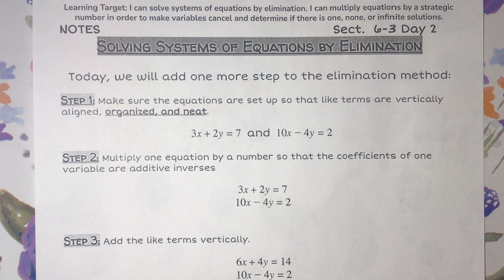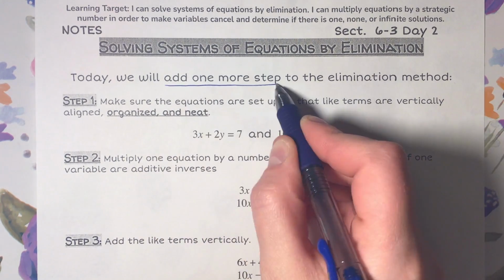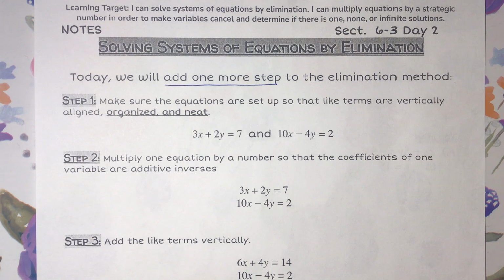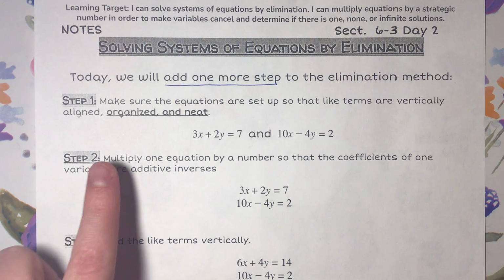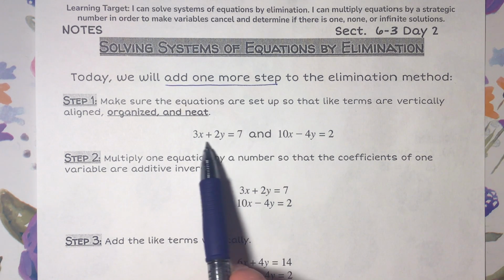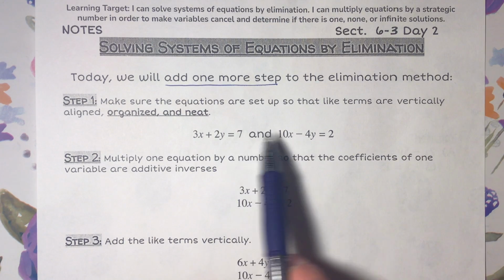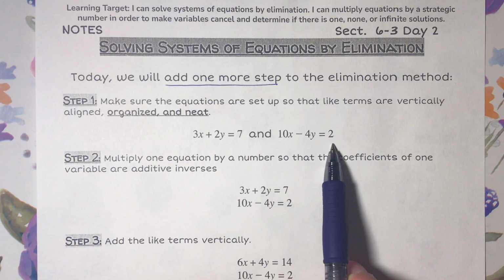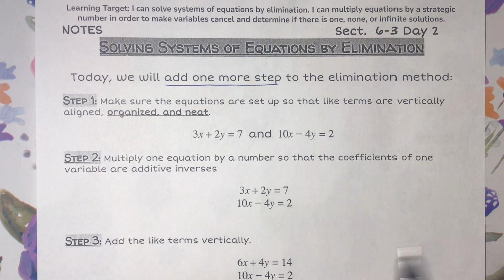So first of all, with this type of problem in elimination, we are going to add one more step. Now, many of them are exactly the same though. So the first step is to make sure your equations are set up so that like terms are vertically aligned. We need to make sure they are organized and neat. So we want the x's on top of the x's and the y's on top of the y's. So I'm going to take this 3x plus 2y equals 7 and this 10x minus 4y equals 2 and put them on top of each other.